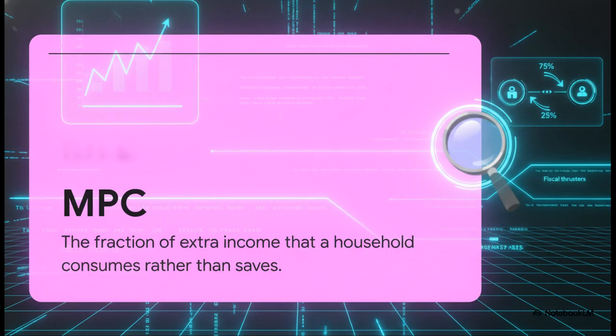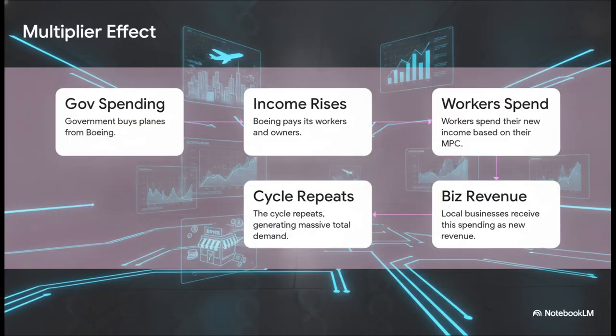Imagine you earn a brand new extra dollar today. If your MPC is 3/4, you're going to go out and spend exactly 75 cents of that dollar on, say, lunch, and you'll save the remaining 25 cents. That 75-cent spending habit, that is the secret fuel for our fiscal thrusters. Because, you see, that 75 cents doesn't just vanish. It kicks off an economic chain reaction known as the multiplier effect feedback loop.